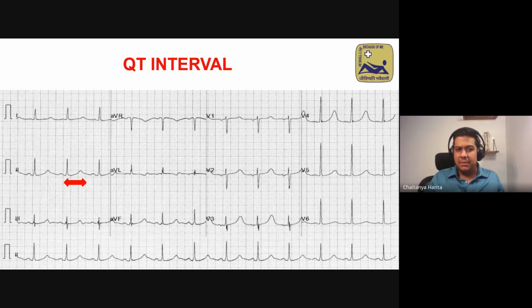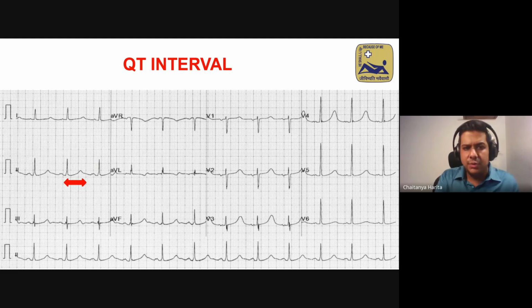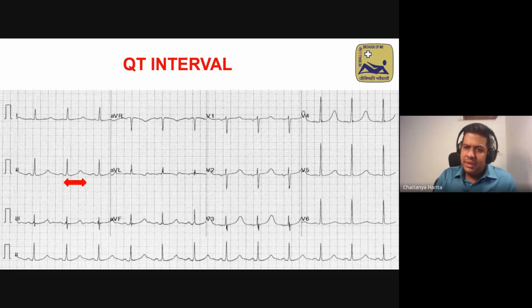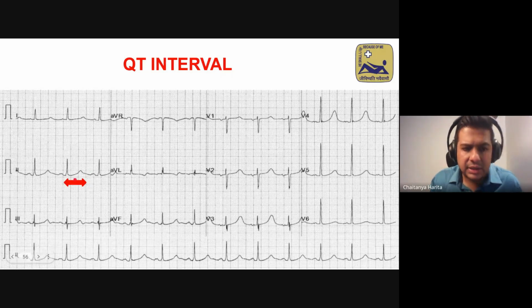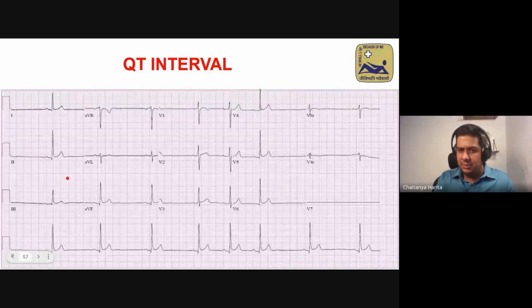But these numbers are difficult to remember. So roughly, you take the RR. If the QT is roughly more than half of the RR complex, you can say it's prolonged. Otherwise, you manually sit and count each small box. If it crosses more than 12 small boxes in a man and 10 in a woman, it is prolonged. So here it's approximately 13 or 14. So this is prolonged QT, classically seen in hypocalcemia.